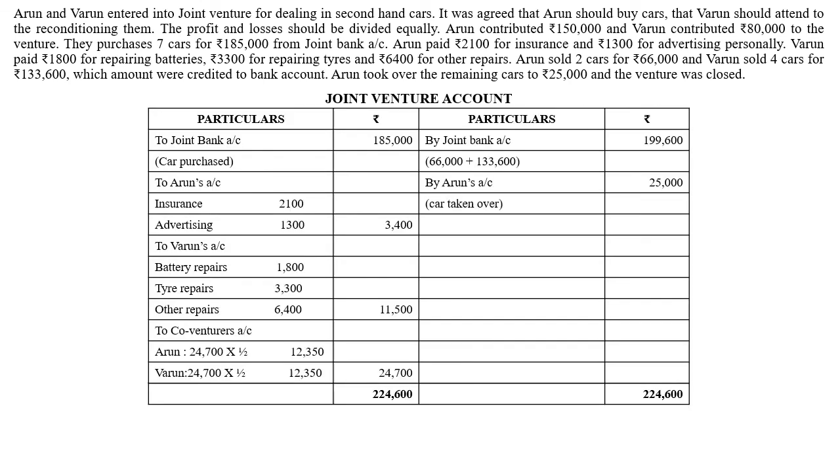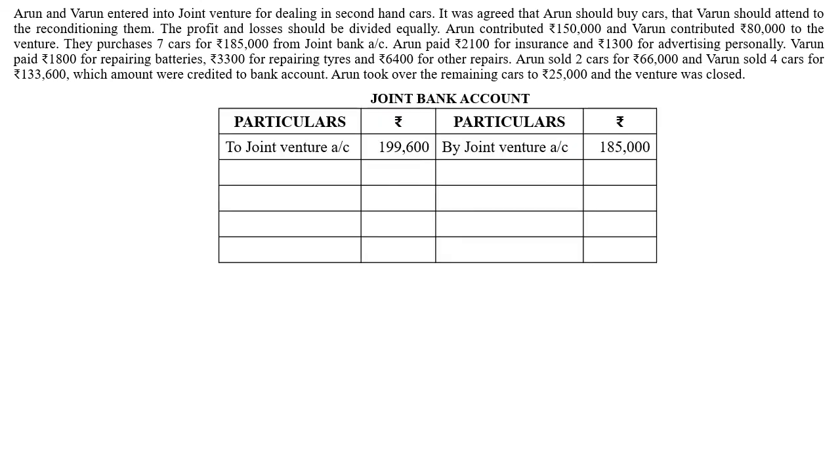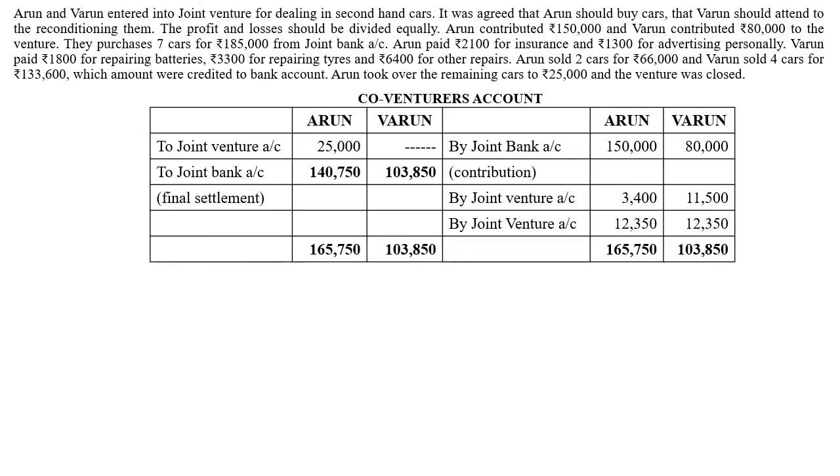Okay, next. Here it is by joint bank account 1,99,600, means this is to joint venture 1,99,600. So joint venture account is done. We had only two joint bank entries, that we recorded. Now you have to see the co-venturers. Okay, after joint venture you come to the co-venturers. Okay, step by step.